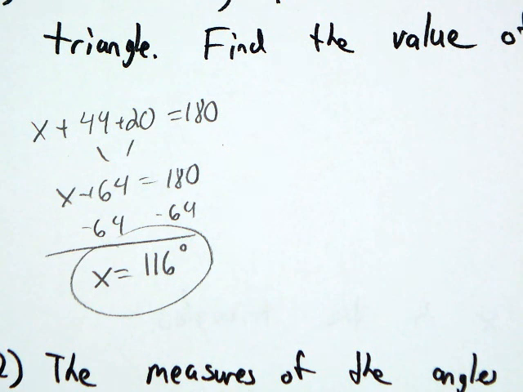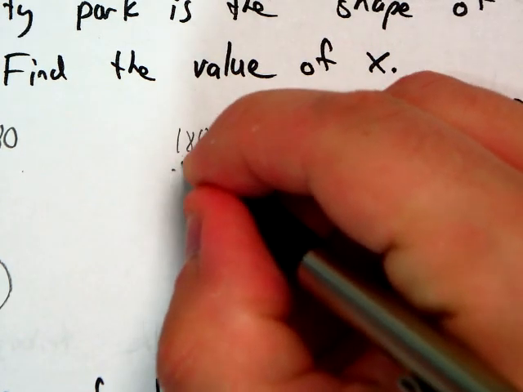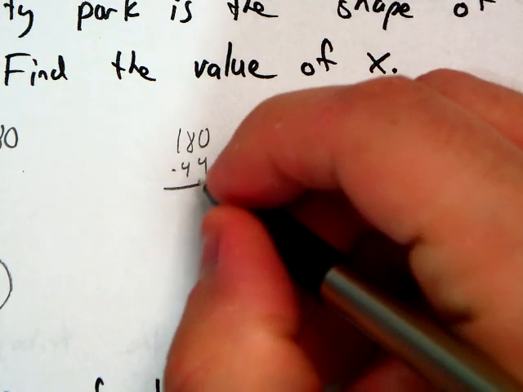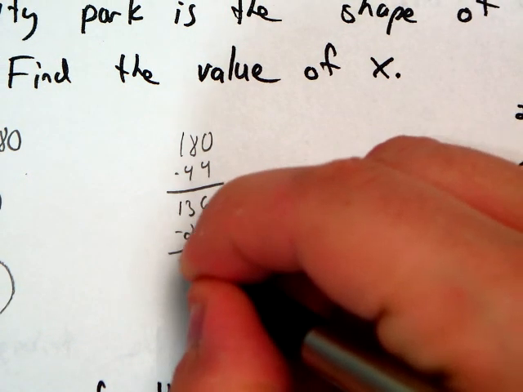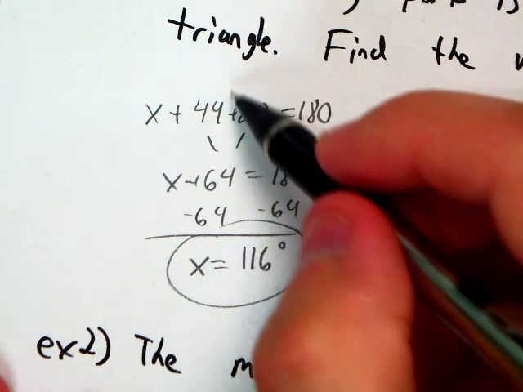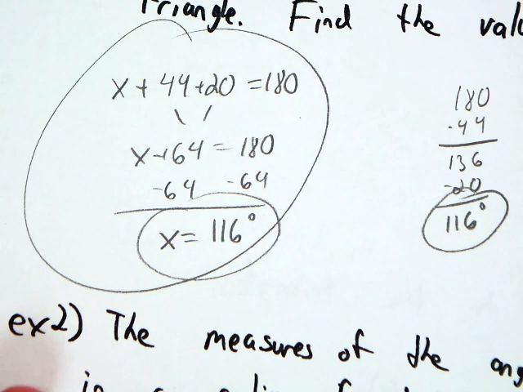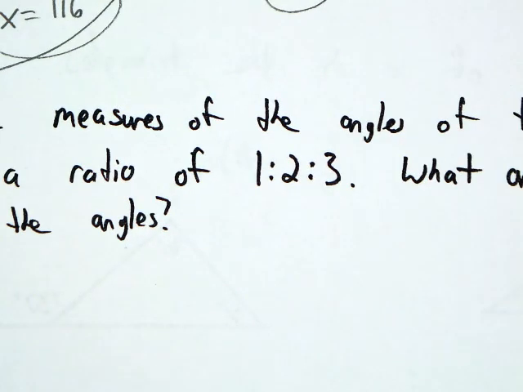That's one way that you can do it. The other way that you can do it is by taking 180, subtracting 44. If you do this, you get 136, and subtract 20 again. So you still get 116 degrees. This is the preferred method. This is the method that will be more beneficial to you moving forward as you continue to increase your abilities in school.